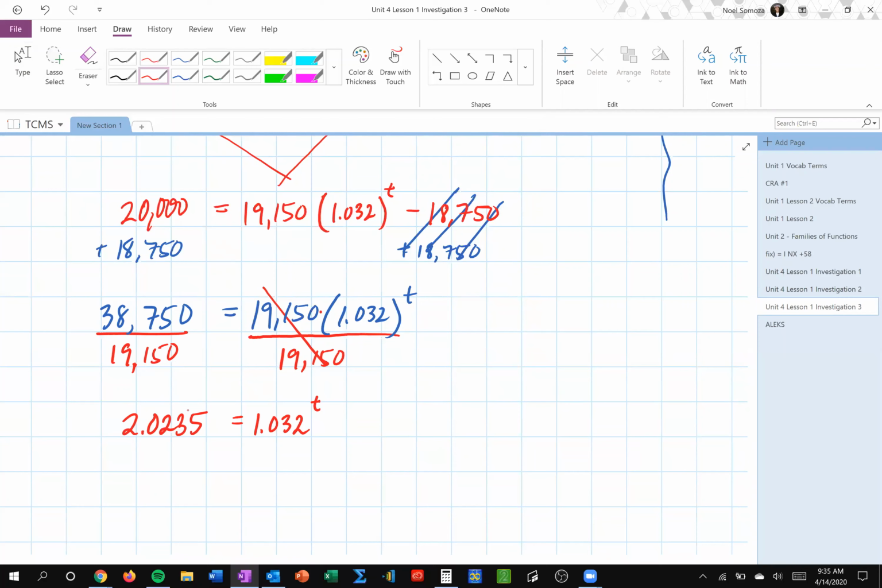And then this is where we get to use what tool? What tool allows us to solve for variables that are in the exponent? Log. Yeah, we have to use a log here. So we apply the log to both sides now. So now what you have is the log of 2.0235 equal to, when you apply the log on the right side, what do you get to do with t?